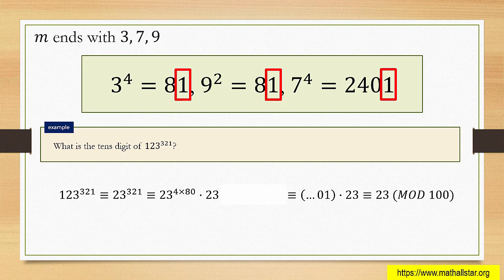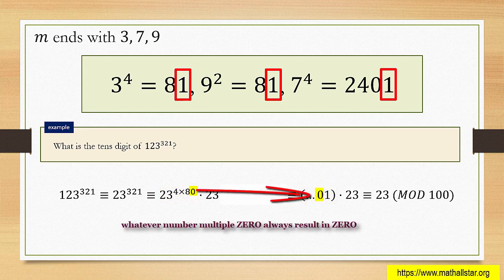First, we can safely discard the 1 from 123 because we only need the last two digits. Then, we know that the fourth power of 3 ends with 1, so we transform 23 to the 321st power to the product of 23 to the 320th power and 23. Now, how do we know that the first term equals something ending with 01? Think about it. Pause the video if you want to. This is because we know that 81 to the 80th power must end with 1. Its 10th digit can be computed using the trick we discussed earlier. It equals 8 times 0, which is 0. Now the rest is straightforward.